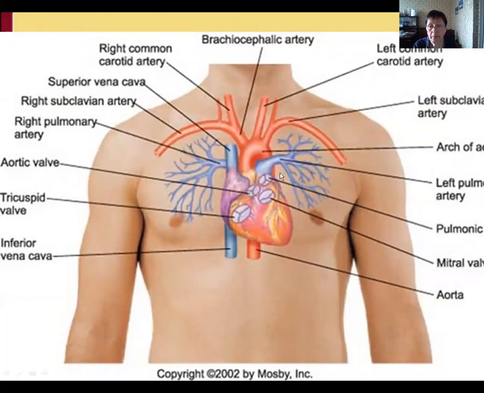Here we see a picture with projections of the heart valves to the anterior wall. And we see that these projections are very close to each other. But when we auscultate, we use areas and points for auscultation, which are shifted aside, so we can better differentiate which valve we are auscultating at the exact moment.